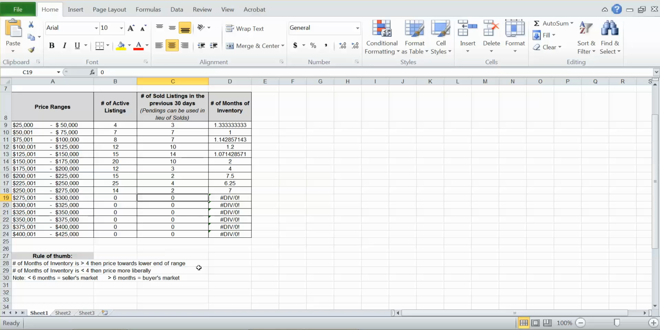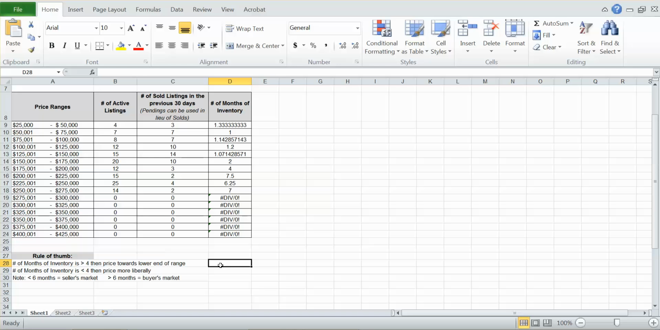If we have enough inventory that it would take 4 months for us to sell everything that's already on the market with no new listings coming in, that's a pretty stable market. If it's greater than 4, then what you might recommend to your seller is that they could certainly price towards the lower end of the recommended range that you're going to give them based on your market analysis.